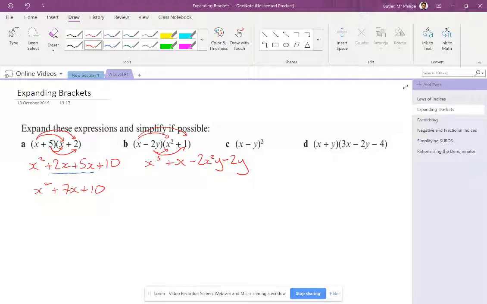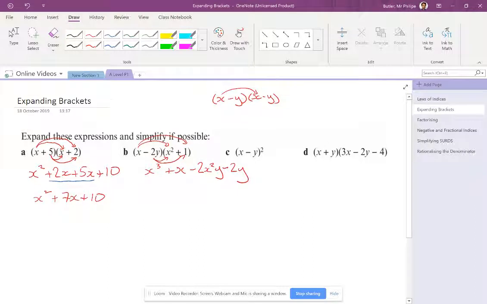Okay. This one I'm going to do up here. So when you have a bracket which is squared, do not just square both terms inside the bracket, which can be tempting because of the laws of indices. It doesn't make sense for you to do that because you're not multiplying inside the bracket. So write it out as a double bracket and then expand it as usual.